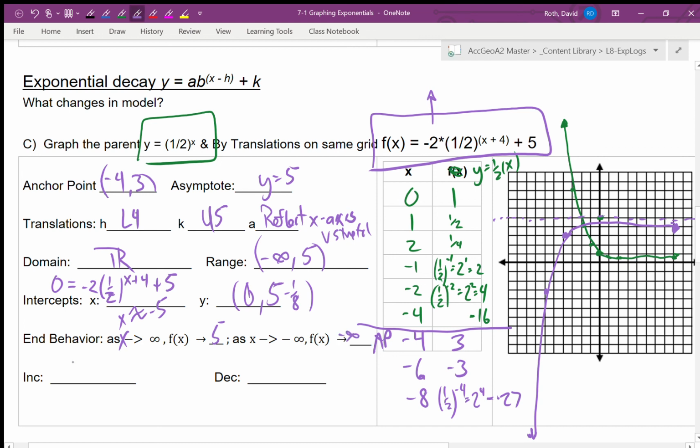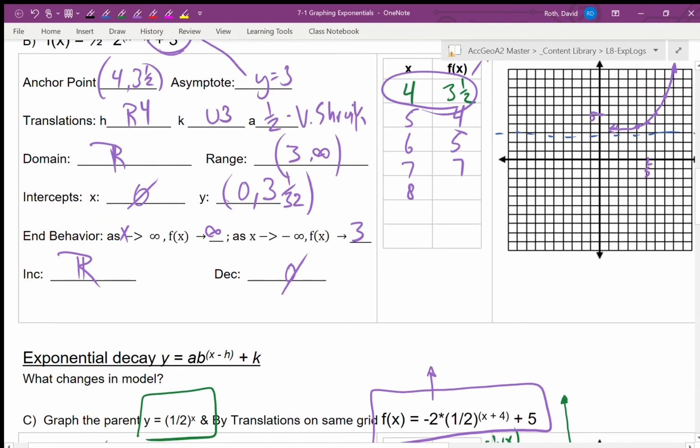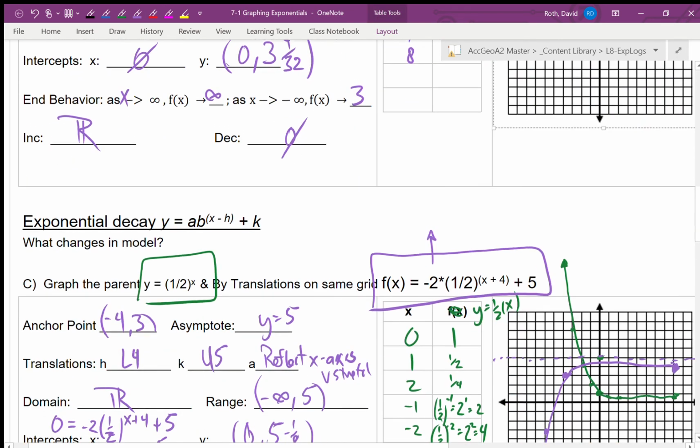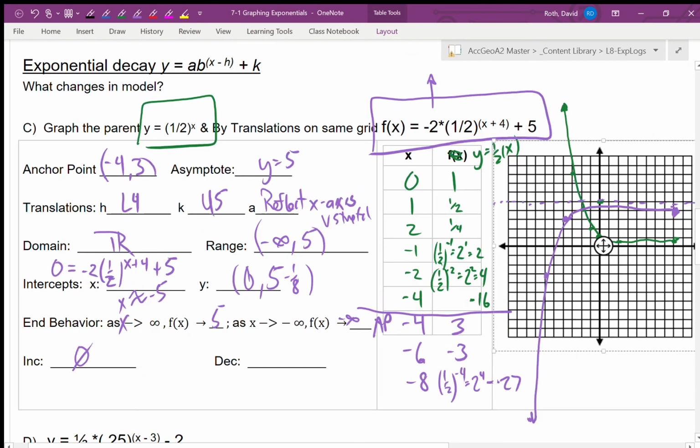Increasing, never. This one always has a negative slope. No, wait, this one always has a positive slope. What did I say about this one? Oh, that's a positive slope. Hey, that's also a positive slope. Interesting, isn't it? Increasing is all real numbers. It's because my decay's been flipped. That's why. A little bit opposite of what I was thinking. Decreasing, never. And there you go.